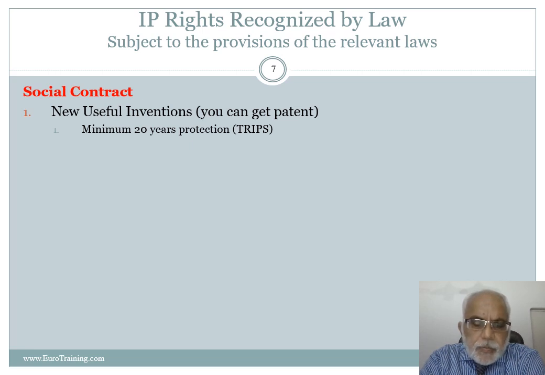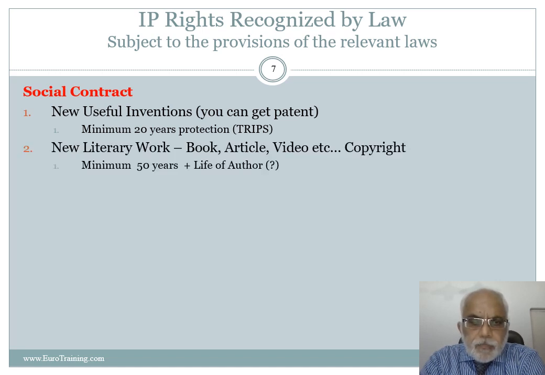So these intellectual property rights that we are familiar with today is, if you make a new invention, you get a patent. And a patent gives you minimum 20 years protection under the TRIPS agreement. We will talk about the TRIPS agreement. TRIPS agreement is the current, at this moment, minimum intellectual property protection that has to be given around the world by every country.